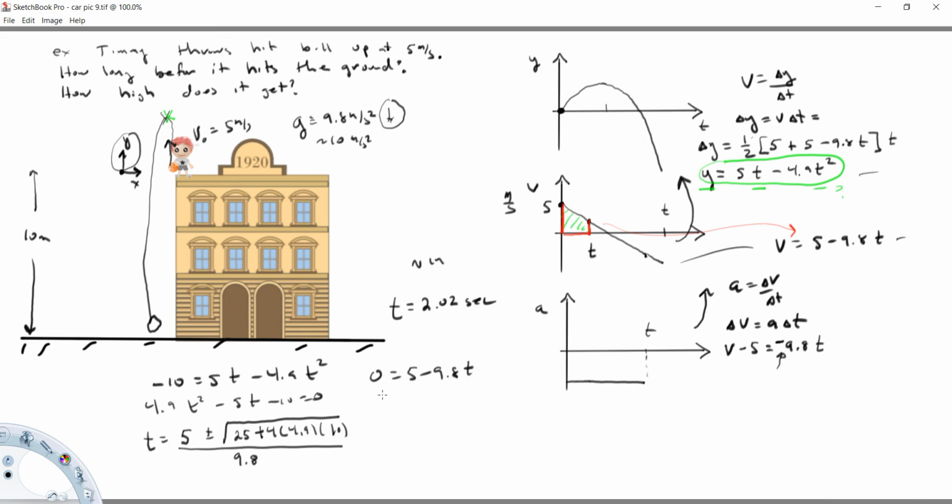If we solve this for t, I get 5 over 9.8. Works out to seconds. I will save the working out of the units for another example. I get 0.51 out of this seconds. And then we can run that 0.51 now through our position function. So the y coordinate is going to be 5 times 0.51 minus 4.9 times 0.51 squared. And it will work out to meters.